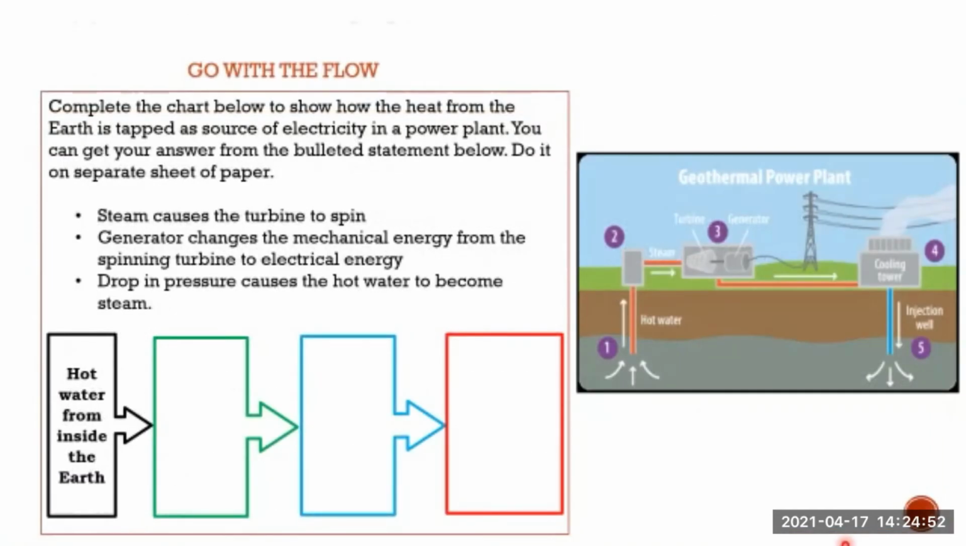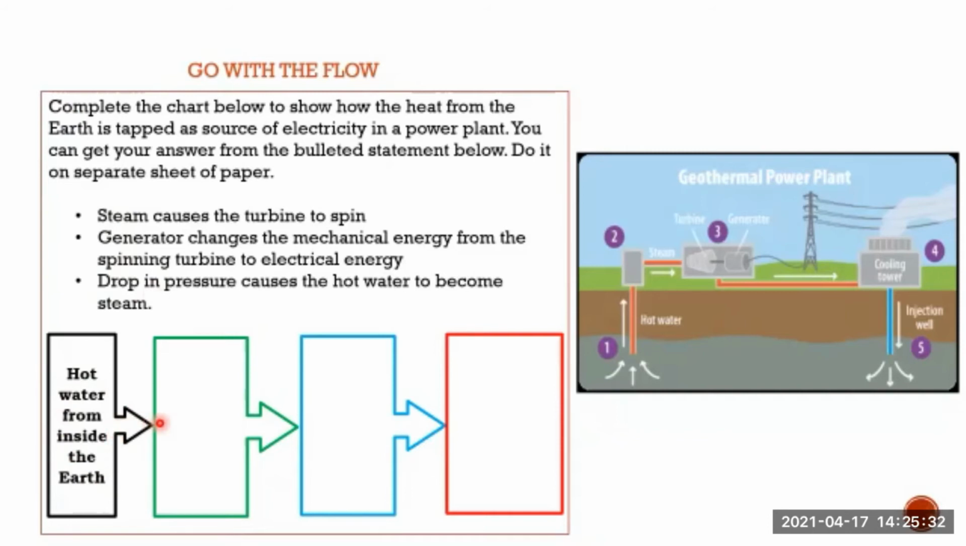Another activity. Complete the chart below to show how the heat from the earth is tapped as a source of electricity in a power plant. You can get your answer from the bulleted statements below. Do it on a separate sheet of paper. So these are the statements that you can choose to put inside those boxes. So the first process: hot water from inside the earth.